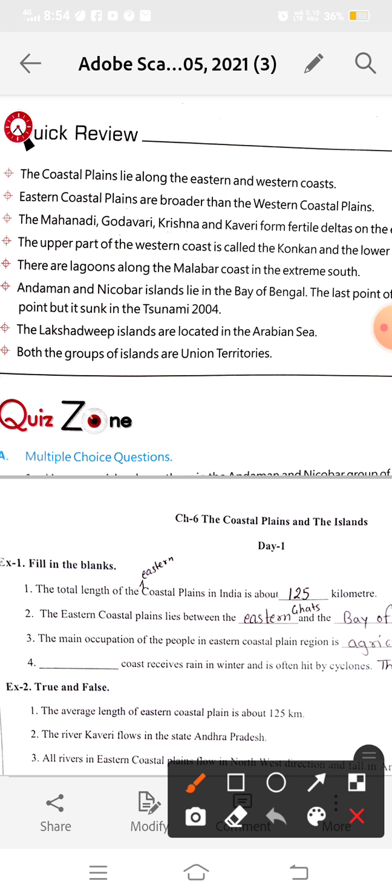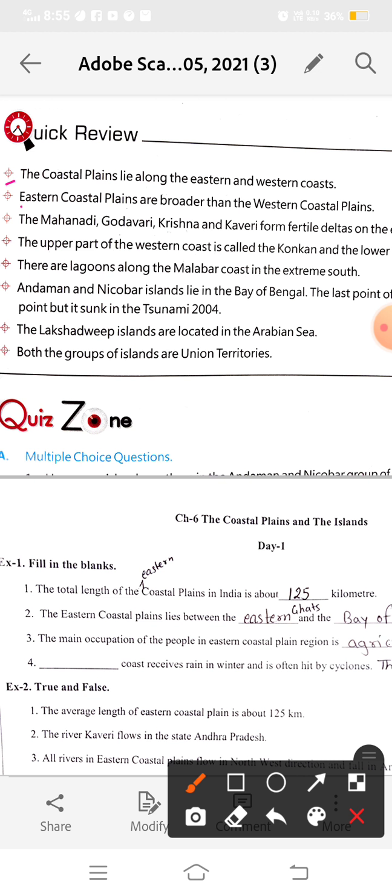So what did you learn in this chapter? The coastal plains lie along the eastern and western coasts. The Indian coastal plains are on two sides, the eastern side and the western side, known as the eastern and western coasts. And I told you what coastal plains are: the plain land surface which starts just after the sea or ocean is known as the coastal plains. The Indian coastal plains are divided into two parts, the eastern coast and the western coast.